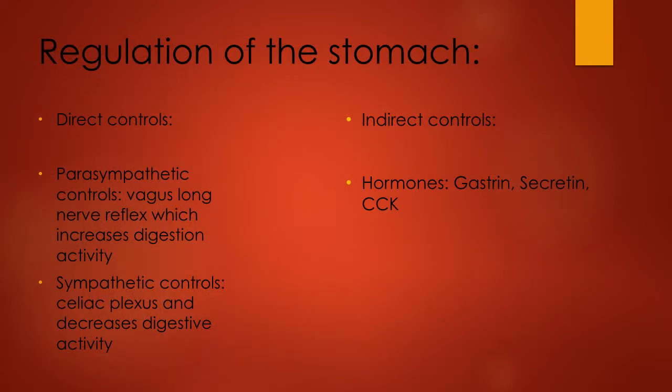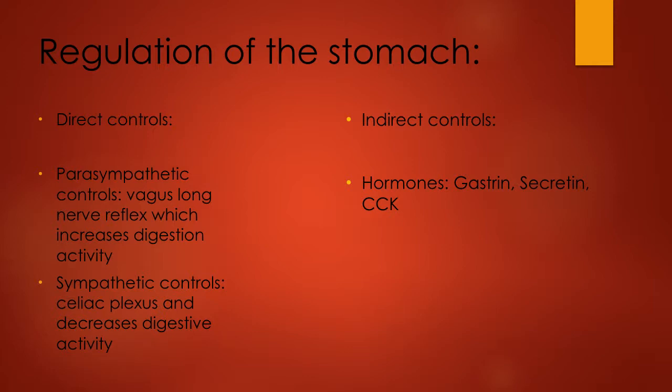Regulation of the stomach. The direct controls include the parasympathetic controls, which is the vagus nerve that causes a reflex and increase in digestive activity, and the sympathetic control, which is the celiac plexus and causes a decrease in digestive activity. Regulation of the stomach is also done by indirect controls, which are done by hormones.